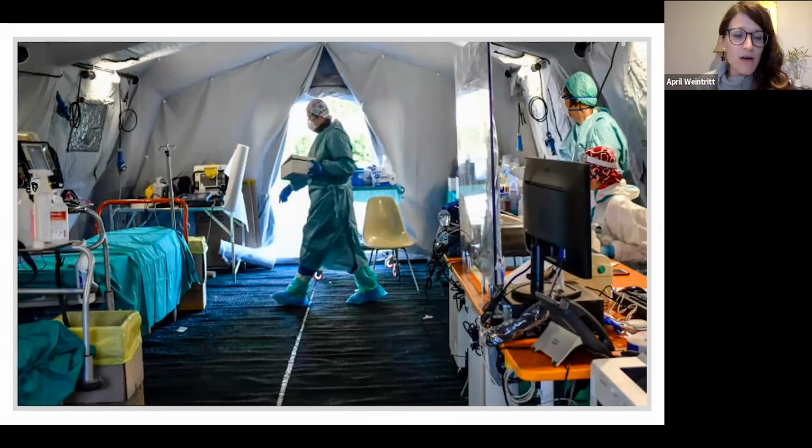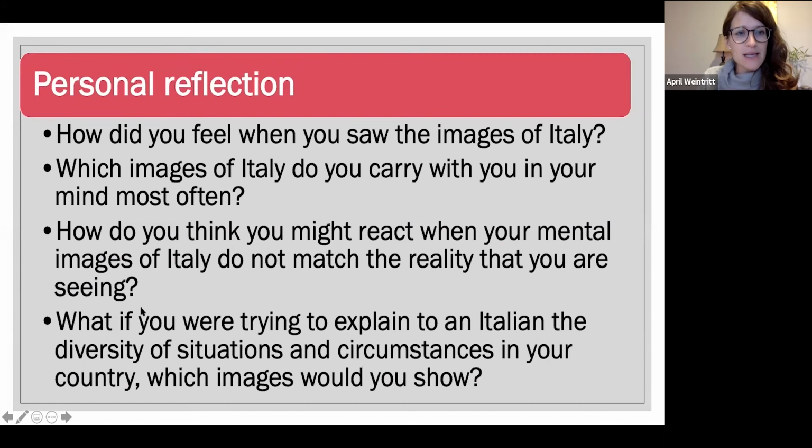Every time you think of Italy, I'd like you to think of a complex picture. I'd like you to think of a whole country, or of multiple populations. And so this is an example of the personal reflection that our students would do at home. How did you feel when you saw the images of Italy? Or which images of Italy do you carry with you most often in your mind? How do you think you might react when your mental images of Italy do not match the reality that you are seeing? So, putting themselves in the country, having a dissonant moment there.